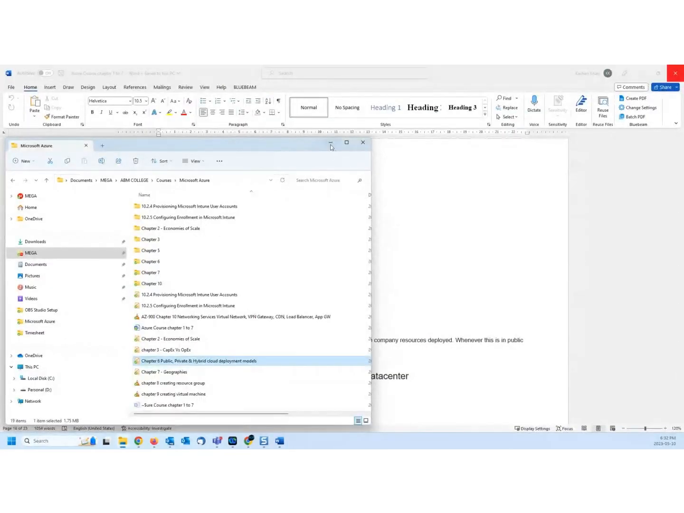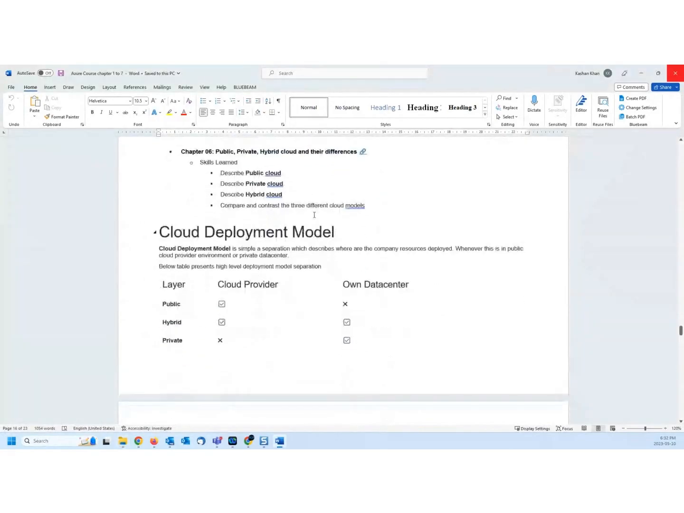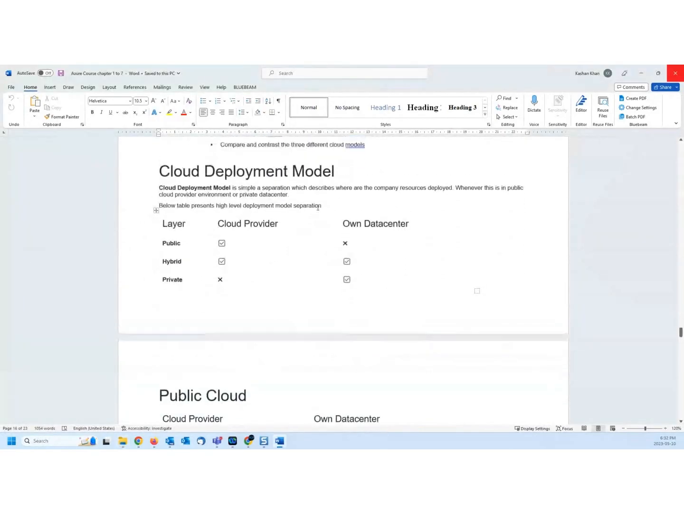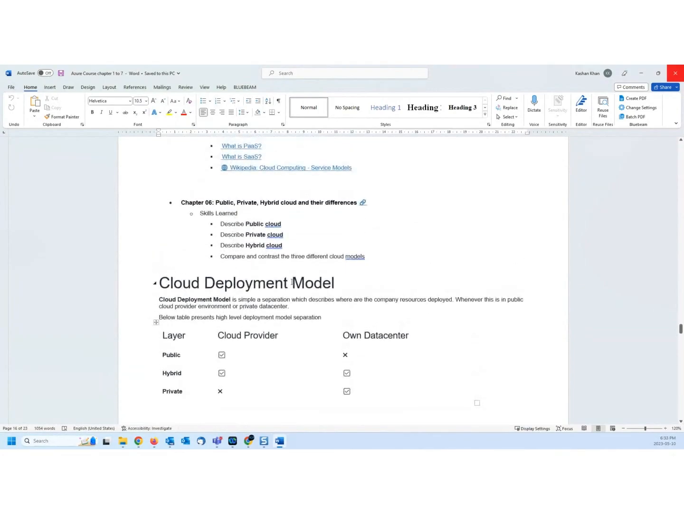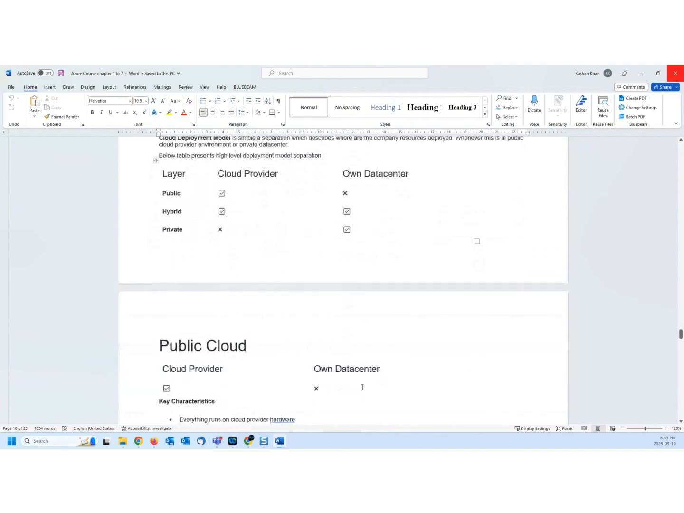Coming back to the slide, coming back to the document, I have described that to you so you can see it is the summary of everything that I just explained. So the cloud deployment model is simply a separation between these 3 cloud providers. Public totally depends upon the public cloud provider. There is no data center that you own. In the hybrid model, you will have a cloud provider and you will have your own data center. And in the private one, you don't trust the cloud provider and you will have your own data center available to you.